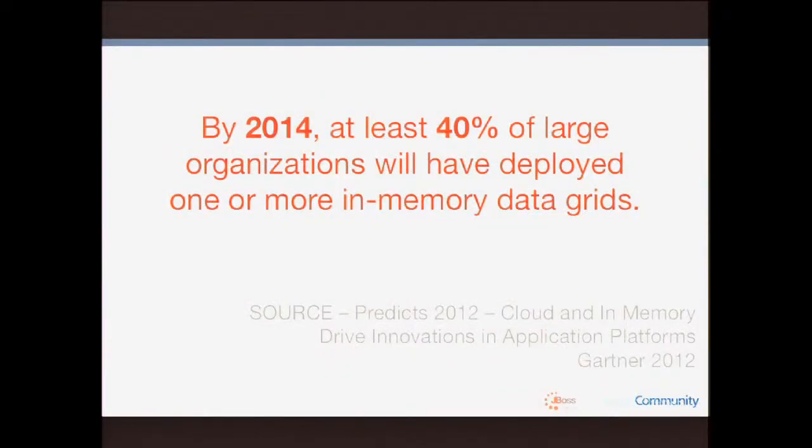That little slide there is by the smart people at Gartner. They talk about how data grids are really important in the enterprise. Essentially, by 2014, at least 40% of large organizations will have deployed one or more in-memory data grids. The reason why, purely because of scalability, you need to be able to scale. Data grids are probably one of the best tools out there to help you do that. Okay. How are we doing so far?